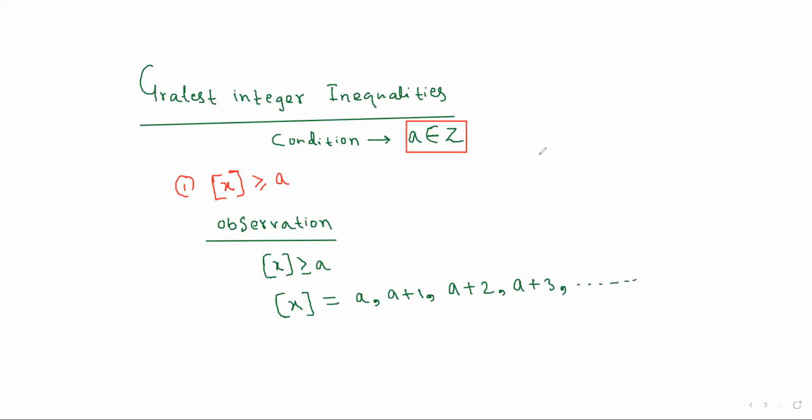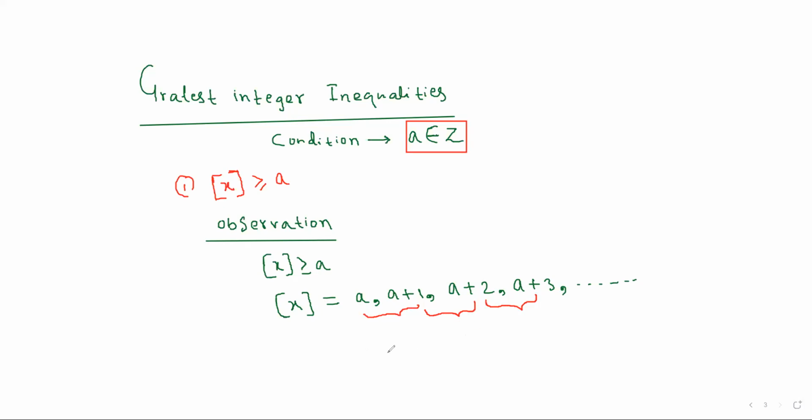The greatest integer function of x is greater than or equal to A. So beta, here greater than or equal to A means it is included here. So in this condition, x should lie between A to A plus 1, you can say A plus 1 to A plus 2, you can say A plus 2 to A plus 3. This is clear or not?